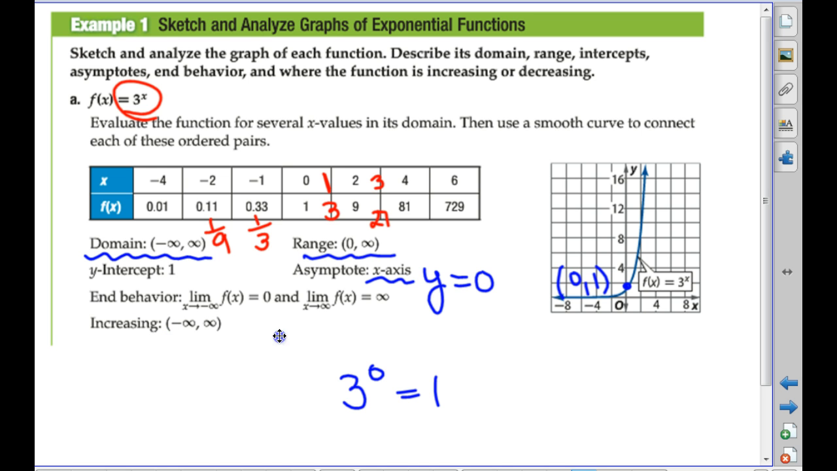All right, this graph increases as you go left to right. And if you look at the chart, look at the numbers. Are they increasing as you go left to right? Okay. The end behavior, we have to talk about this.